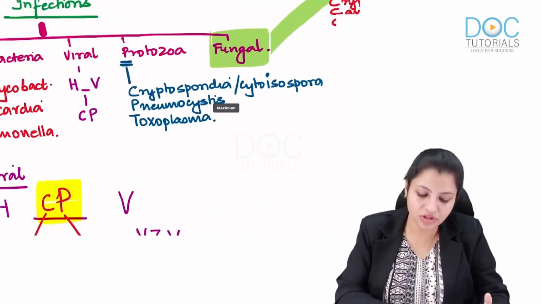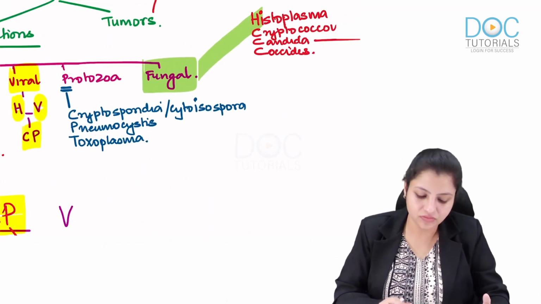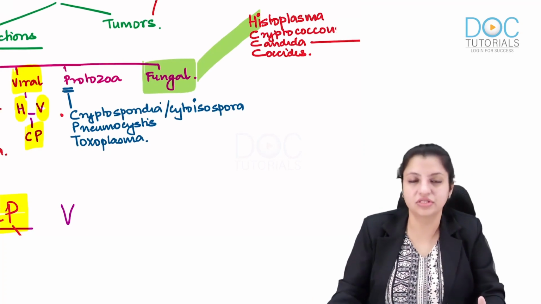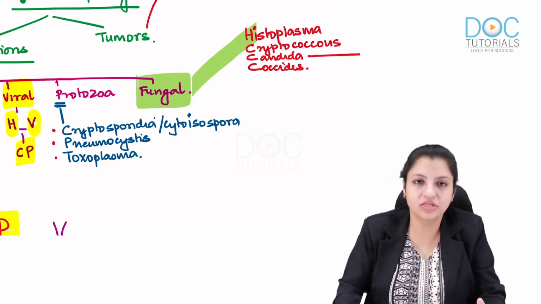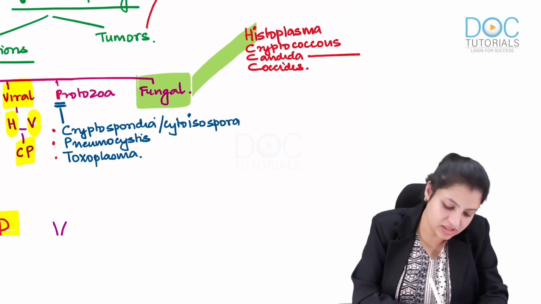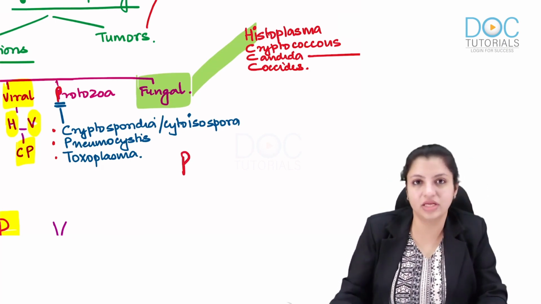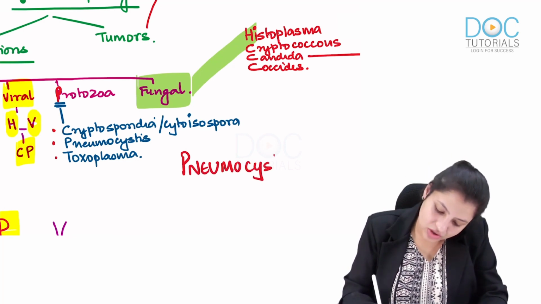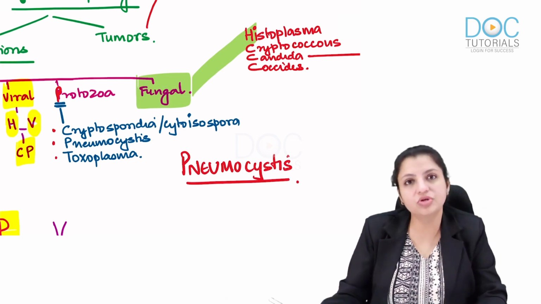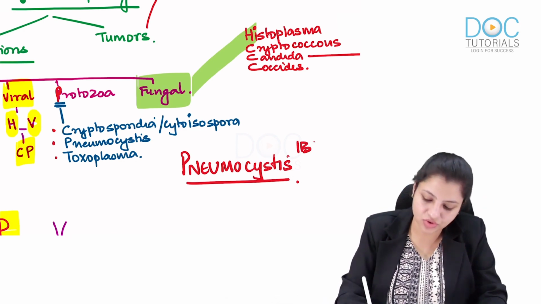Okay, now coming to the protozoal infections. In protozoal infections, there's a very simple way to remember it: CPT. So what are the three protozoal infections? P stands for protozoa, so P is very important. P is pneumocystis. Pneumocystis is a very important image based question again.